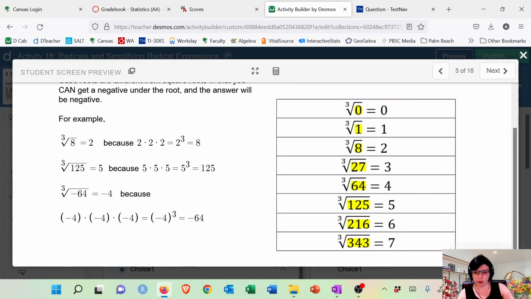Now, what about cube roots? Cube roots, in some senses, are easier, because you can take a cube root of any number. It doesn't have to be positive. You can have a negative under the cube root. On the square root, you cannot have negative numbers because it's impossible to multiply a number by itself and get a negative answer. But can you multiply a number by itself three times and get a negative answer? Sure. Negative 4 times negative 4 times negative 4 is negative 4 cubed, and that is negative 64. So the cube root of negative 64 is negative 4.